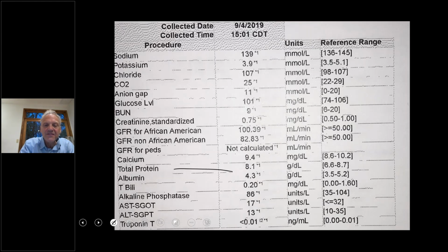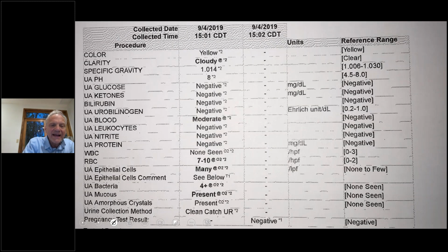Total protein, look at this, 8.1. I will guarantee this patient has a bacterial infection. Absolutely. And it's probably what's driving this. All right, so look at this. Bacteria in the urine. She had a 4+ bacteria in urine.